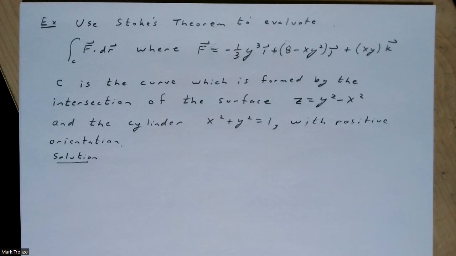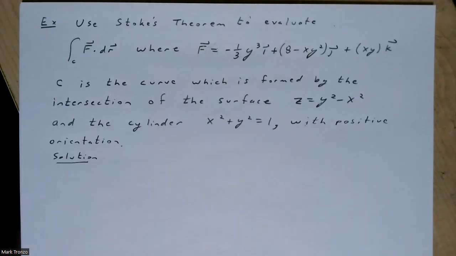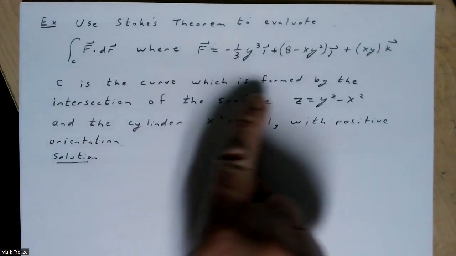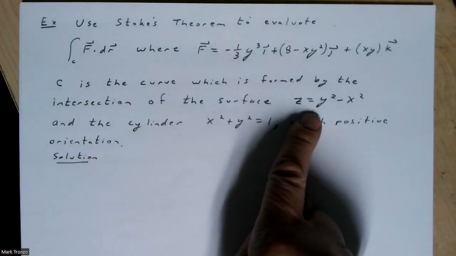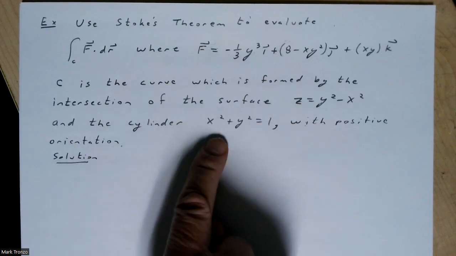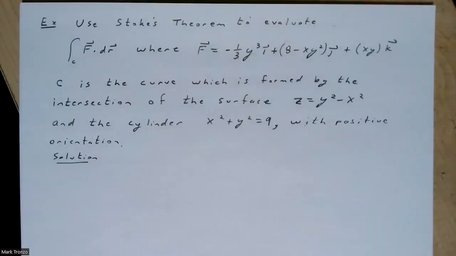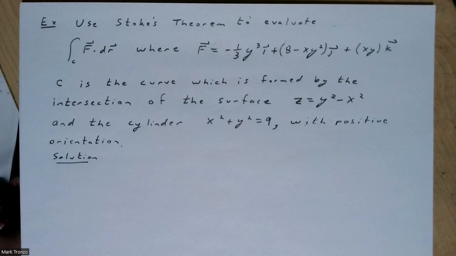So let's take a look at this problem here. We're asked to evaluate this line integral, F dot dr, where our vector field is given this way. And C is the curve formed by the intersection of the surface and the cylinder x squared plus y squared. I meant to say 9. x squared plus y squared is equal to 9, and with positive orientation.